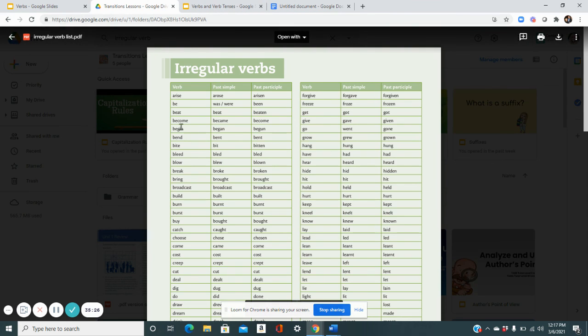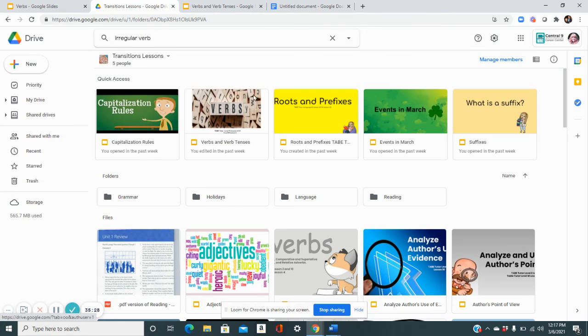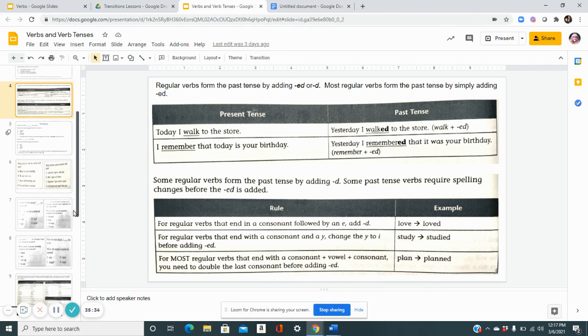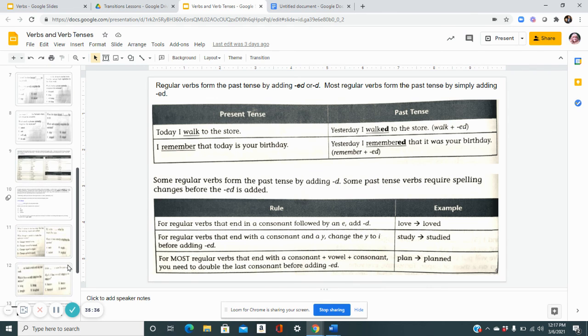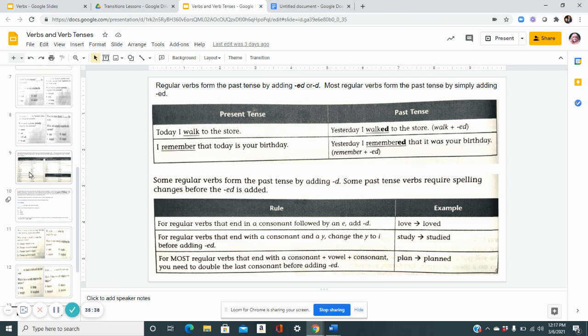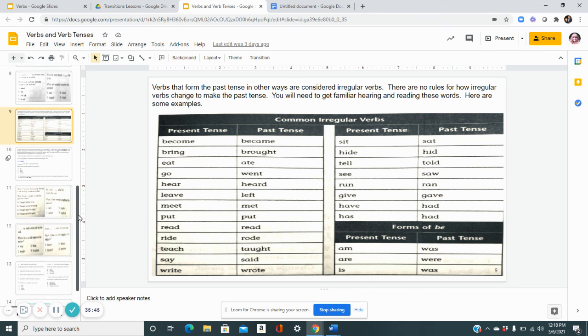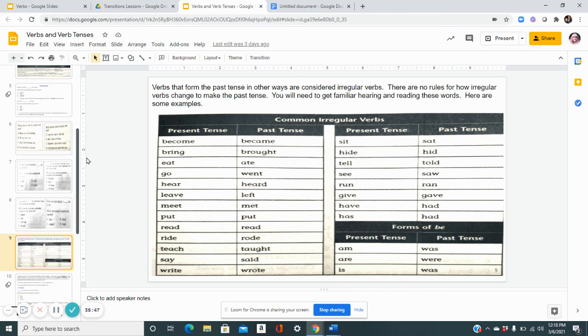So this is in your binder. Let me go back to this slideshow. I do apologize. I feel like I did not do a great job on this lesson speaking this morning. I don't know what's wrong with my brain these days. I just don't really feel like I can think straight.